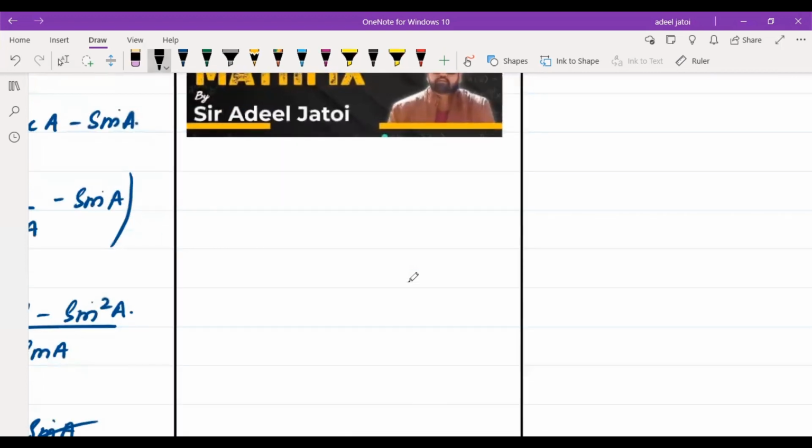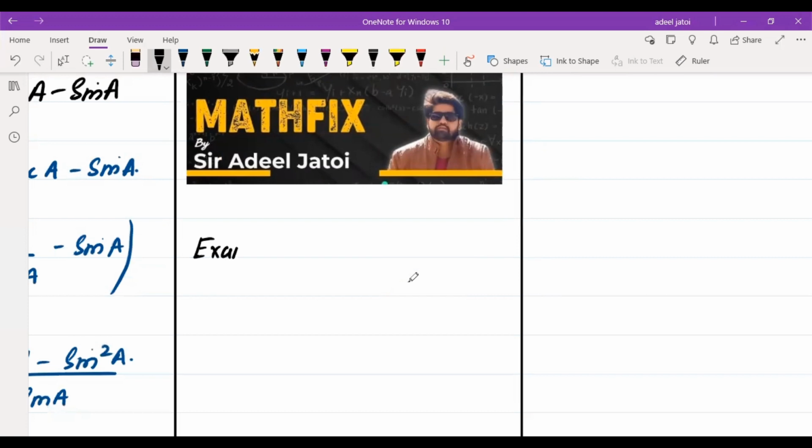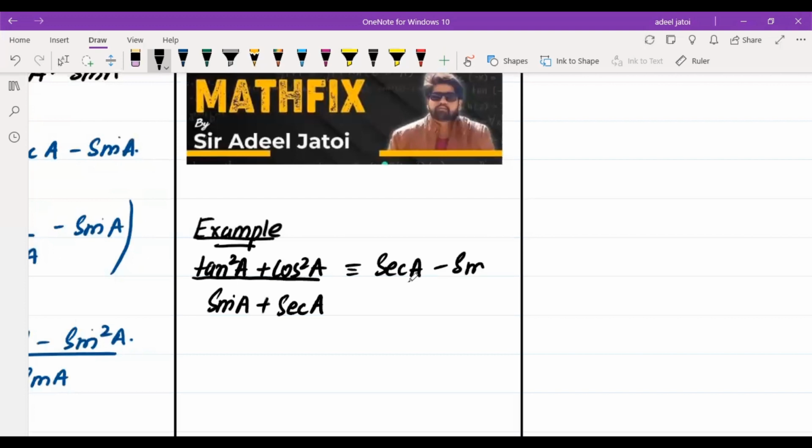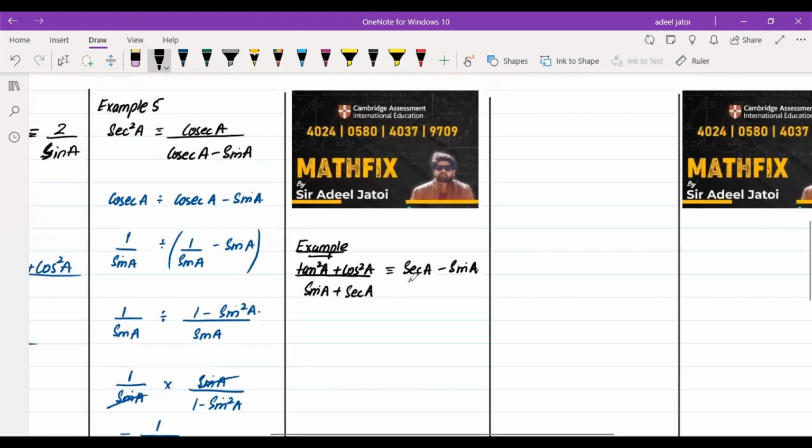The next example, example number 6. What I would want you to do is pause the video here so that you can solve this, and then you can play the video. The question is tan square A plus cos square A upon sin A plus sec A, which can be written as sec A minus sin A. So here's the question, example number 6. I would want you to pause the video for a while so that you can solve this and then play it.